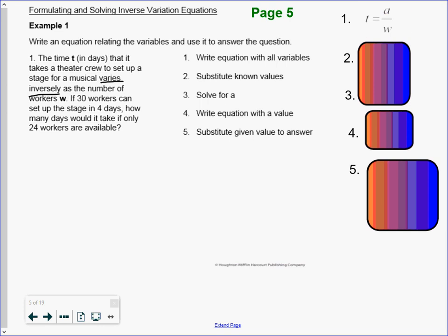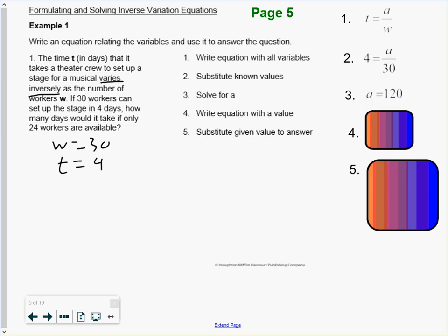I know my general equation is t equals a over w. That's my equation with all my variables. Remember that a is my constant term that I'm going to solve for. The next sentence tells me if 30 workers can set up the stage in 4 days. That part right there is telling me if w is 30, t will be 4. So I already have a situation right there, and I can plug that in. Before I even finish the sentence, I can plug this scenario into my equation and solve for it.